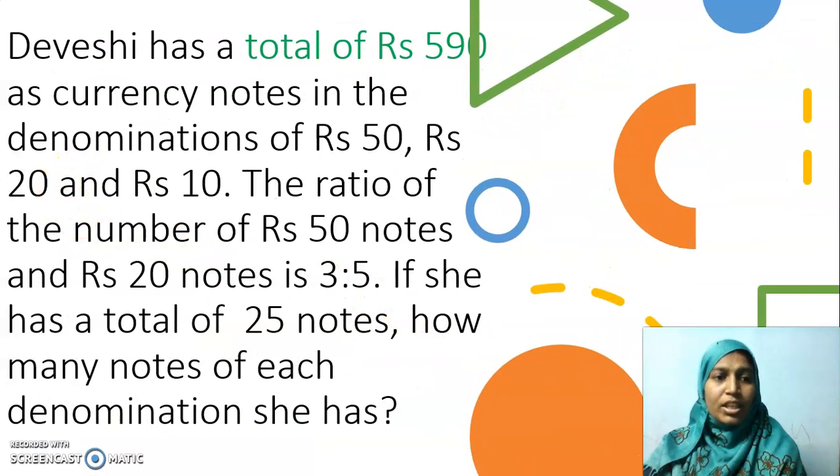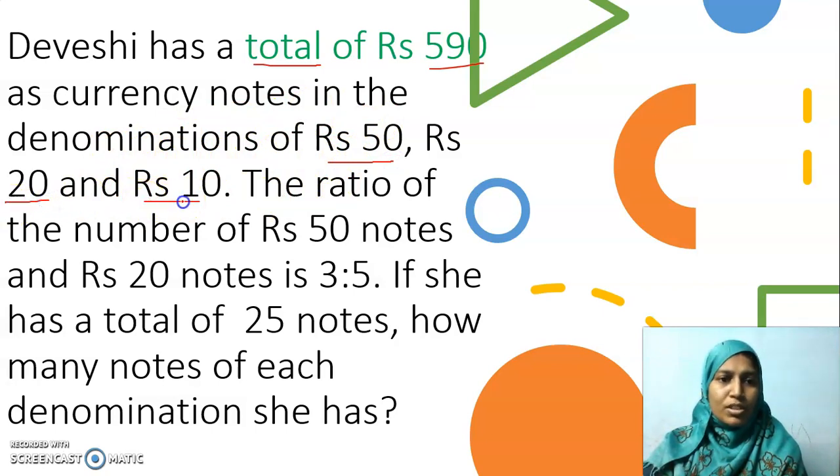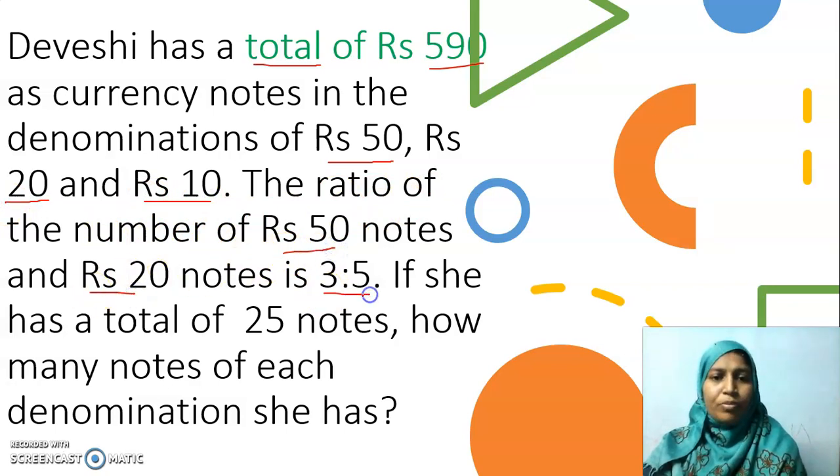And here is one more question. Little bit tricky. But don't worry, I will make it clear for you. Deveshi has a total of how many rupees? 590 rupees, as currency notes in the denomination of rupees 50, rupees 20 and rupees 10. The ratio of the number of rupees 50 and rupees 20 notes is 3:5. If she has a total of 25 notes, how many notes of each denomination does she have?